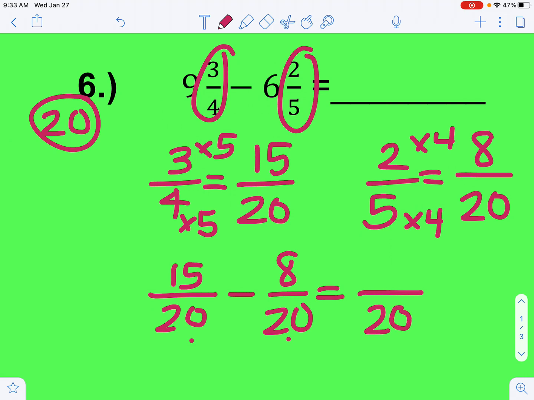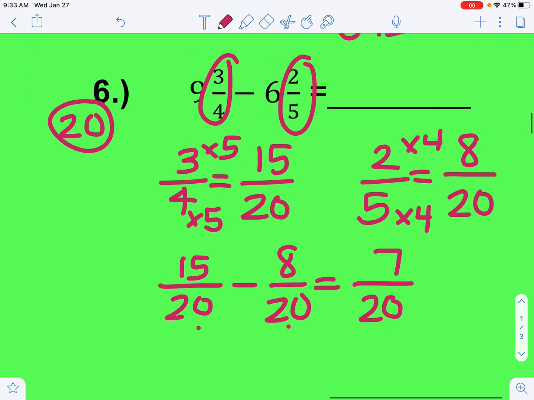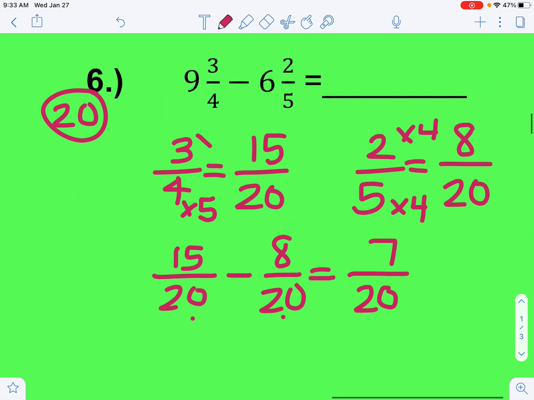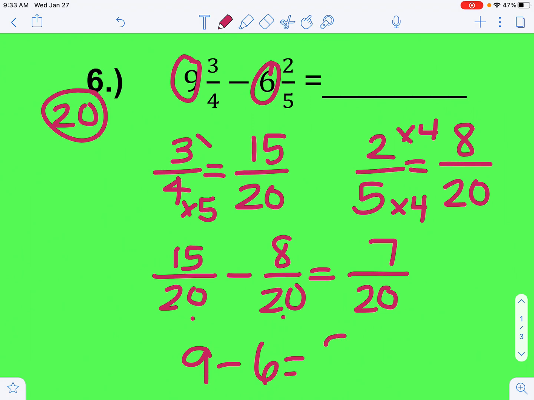Alright, our denominators are the same, so it stays a 20. 15 minus 8 gives us 7 over 20. Can we simplify 7 over 20? Right, we can't. Alright, but we're not quite done because we forgot about our whole numbers. So we're taking 9 minus 6, which gives us 3. So our answer is 3 and 7 over 20.